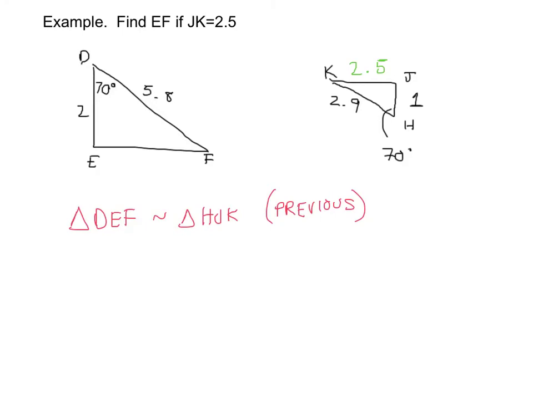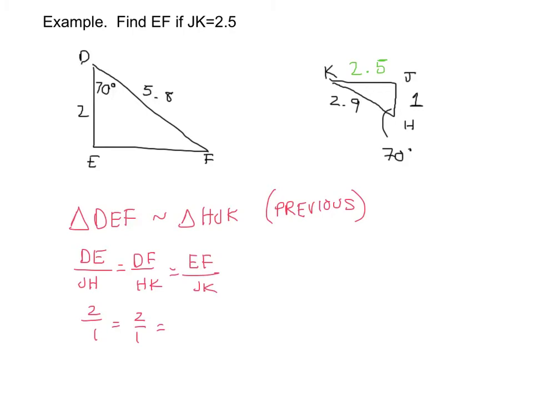So our triangles are similar. Therefore, all of these ratios will be equal. DE over, well, what matches with DE? JH is the corresponding side. DE will be equal to DF over the corresponding HK, and that will be equal to the ratio of EF over the corresponding JK. From the previous, we knew that DE is 2 and JH is 1, so all of these ratios should be 2 over 1.